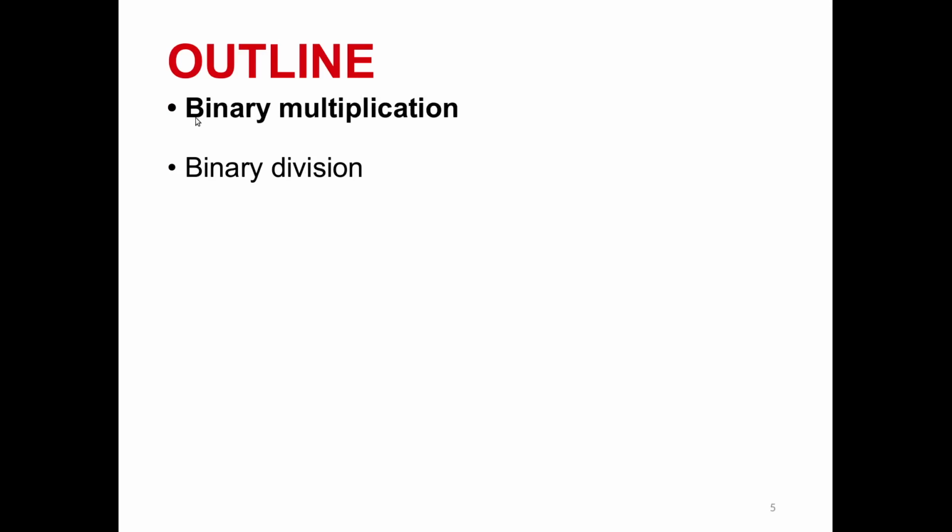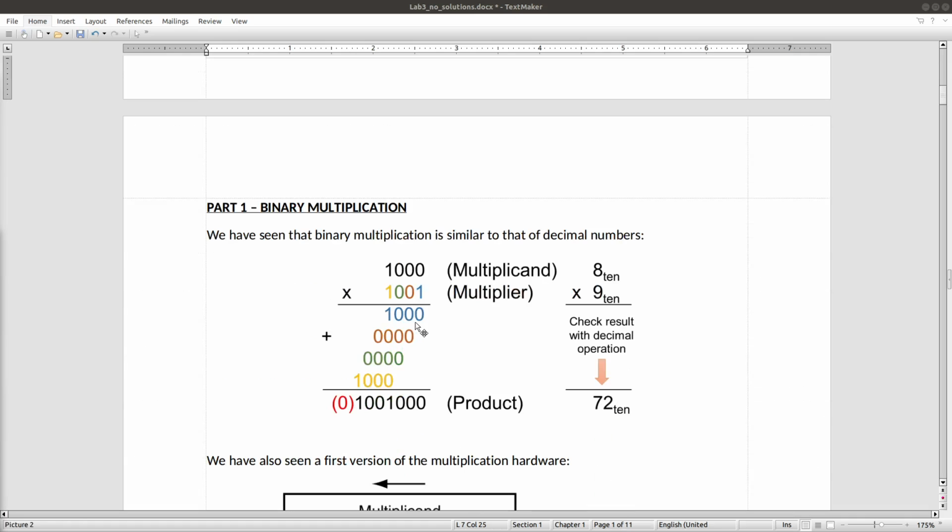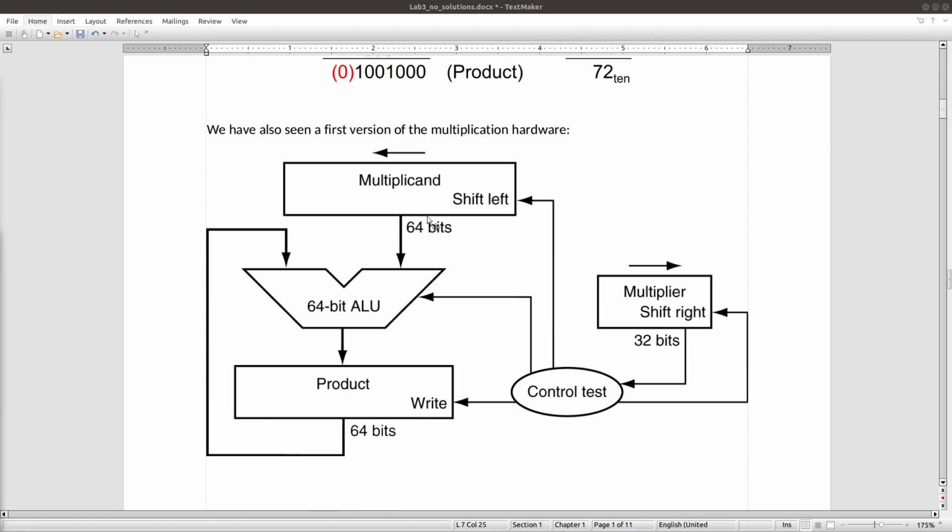Now I will give you an overview of what we will do in the first part, binary multiplication. Here you have this document, lab 3 no solution, and if you look into this, you can see we will go through an example of binary multiplication and make a comparison with how we do multiplication in decimal.